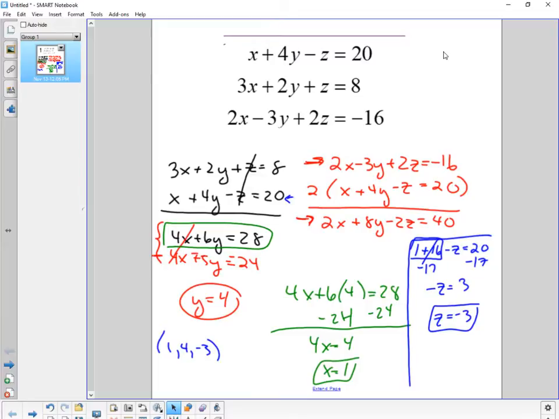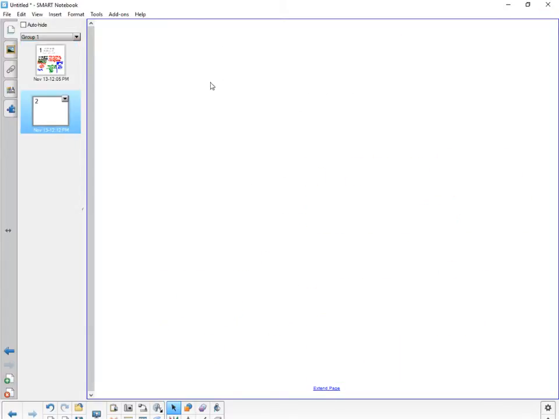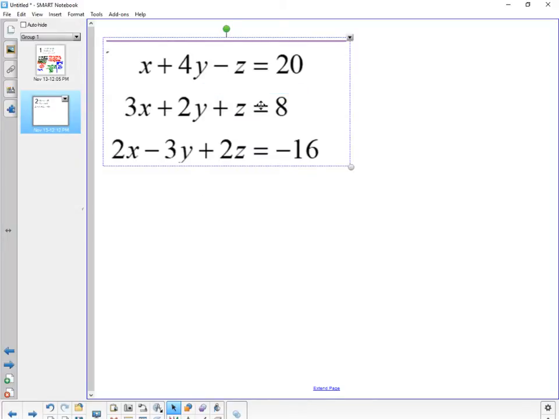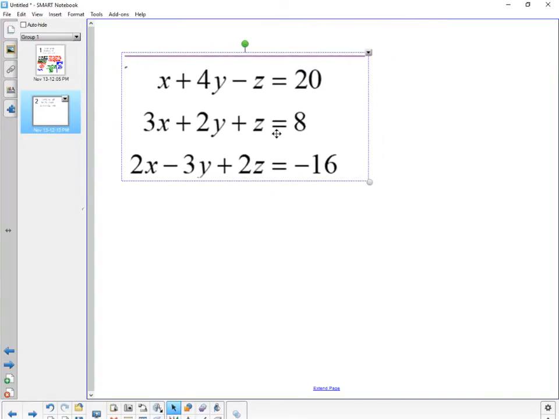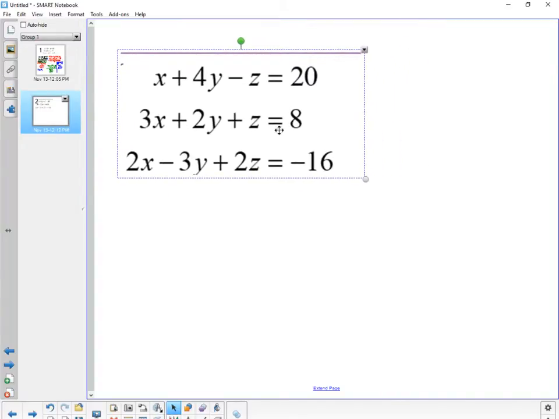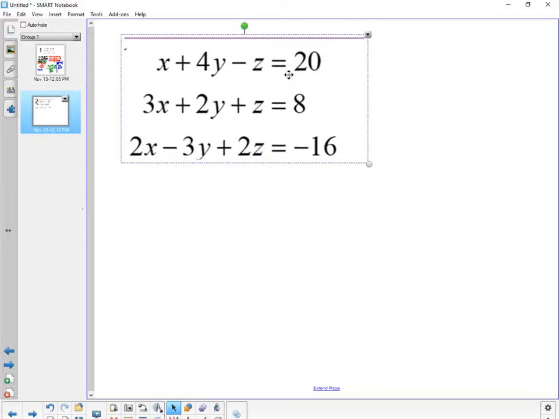How many people like the method I showed you with the matrix for the 2x2? Okay, cool. That's the other method I'm going to show you here. It's just going to be longer.